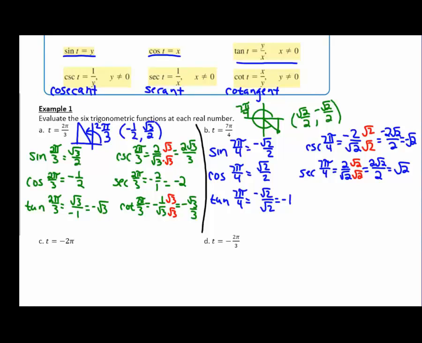And then our reciprocal of tangent is cotangent. And the reciprocal of negative 1 is just negative 1. So in this case, your tangent and your cotangent are the same value.